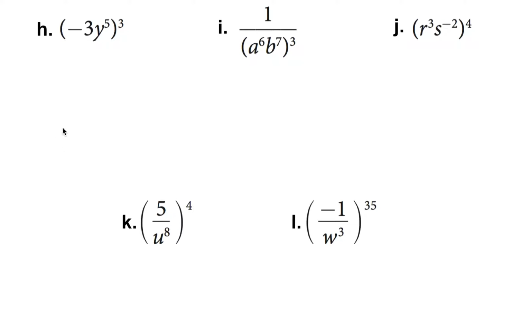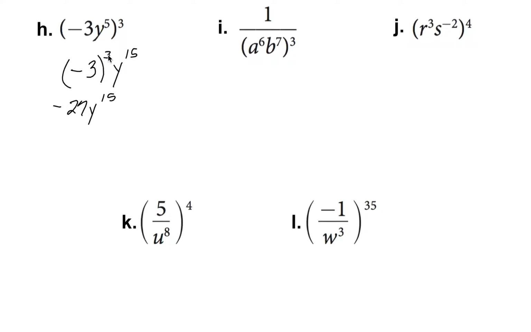All right, moving right along. Letter H, another example for us. This one, everything inside the parentheses gets raised to that third power. So we have negative 3 to the third power, and then y to the 5th raised to the third power. Well, we know we multiply these, so we get y to the 15th. And then we can simplify negative 3 to the third. Remember, a negative number to an odd power will always be negative.